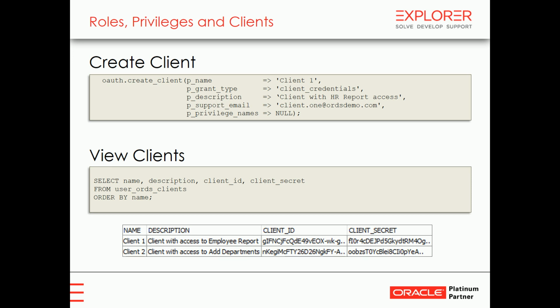To access protected web services, you need to create clients and then grant them roles. This can be done using authorization code, implicit or client credentials. For this demonstration, I'm going to be using client credentials. When you create a client using the client credentials type, a client ID and secret is automatically generated for each client. And again, you can use the ORDS metadata view USER_ORDS_CLIENTS to query them.